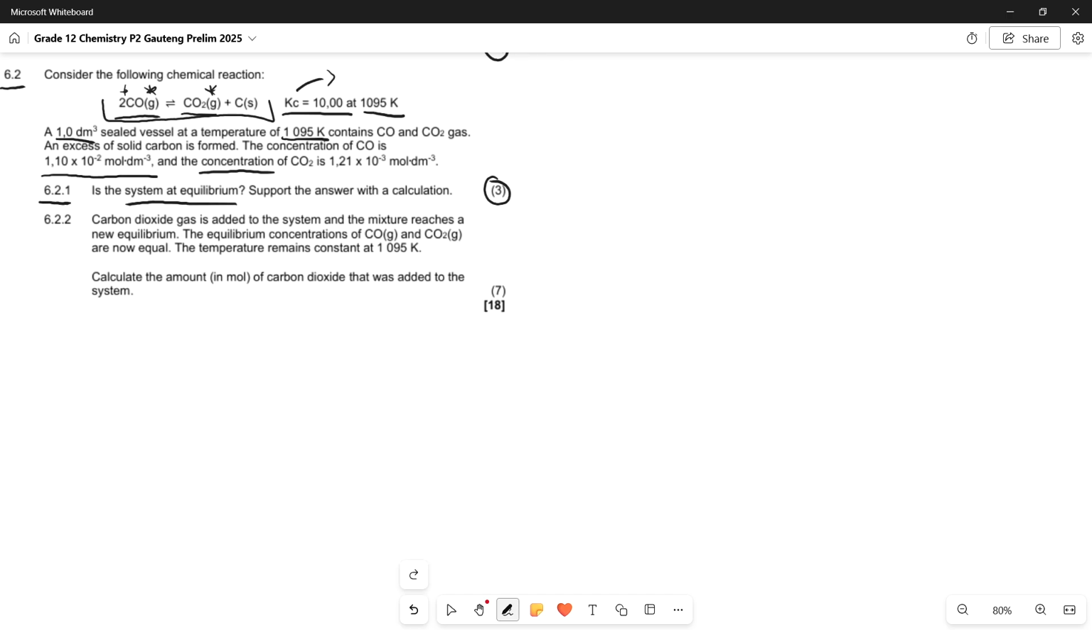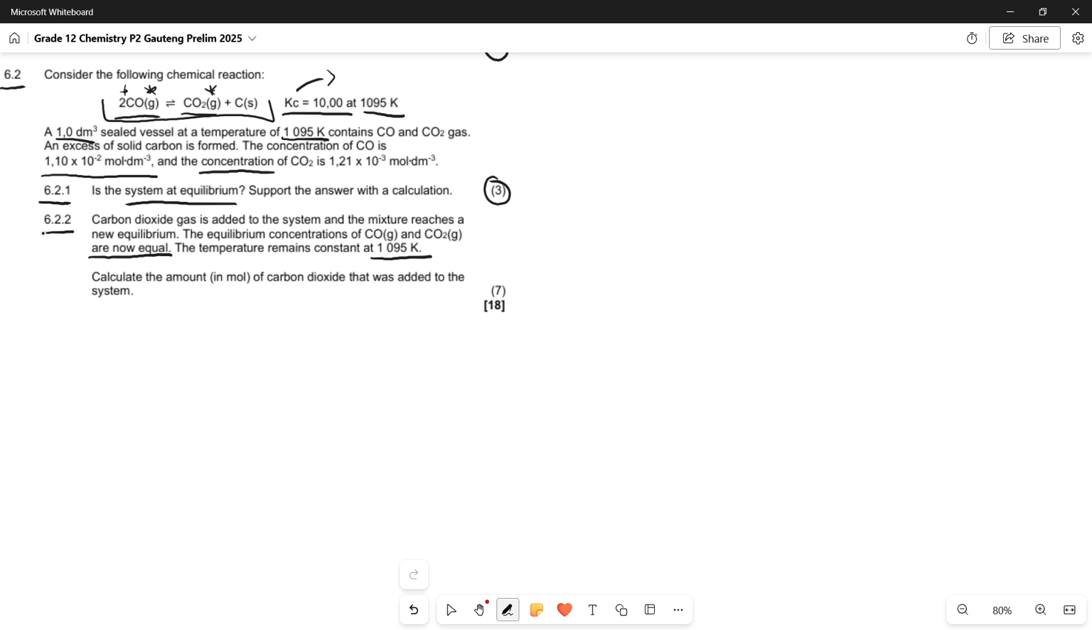And then last question, 6.2.2 over here for 7 marks. Says carbon dioxide gas is added to the system and the mixture reaches a new equilibrium. The equilibrium concentrations of CO gas and CO2 gas are now equal. Very important for us. The temperature remains constant at 1095 Kelvin.